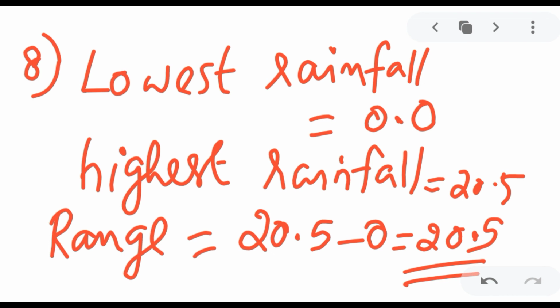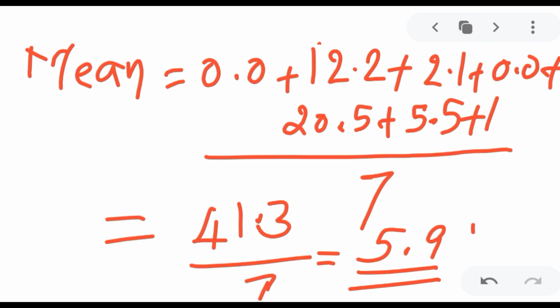Then the 8th question. The rainfall in 7 days of a certain week was recorded. First we want to find the range of the rainfall in the above data. For the range, first we find the highest rainfall. Highest rainfall is 20.5 and the lowest rainfall is 0.0. Then the range is 20.5 minus 0, which is 20.5. Then the arithmetic mean, the mean rainfall. After adding all these, we get 41.3. Then the number of days is 7, so it is 5.9.